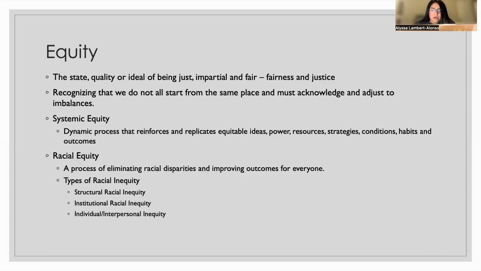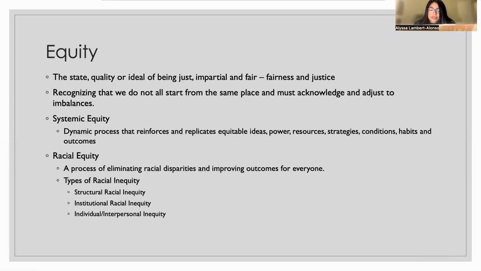So, for example, communities with a sizable portion of incarcerated residents are economically burdened and consequently lack resources to properly support their families. So systemic equity can be applied in this situation to support children and families of those that are incarcerated. And then the next type of equity is racial inequity.